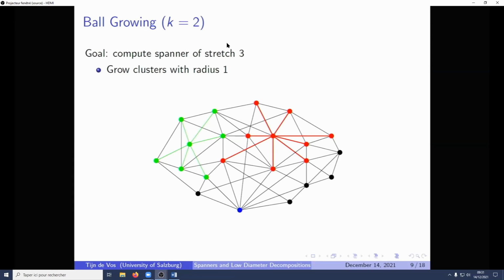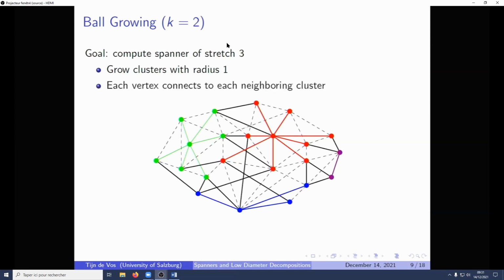Now take the next one, a blue one, and a few neighbors left. One more, take a violet one, and its last neighbor. So we have 4 clusters here, and it doesn't really matter that they become smaller. What's important is that they all have radius 1. And now we connect those neighbors to each other.